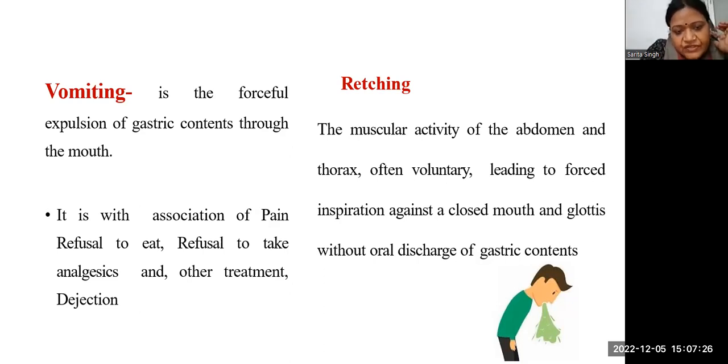And what is retching? Retching is the muscular activity of the abdomen and thorax, often voluntary, with inspiration against a closed mouth and glottis, without discharge of the gastric content. So retching is a forceful movement which comes through the gut towards the mouth, but nothing comes out through the mouth. So there are minute differences between nausea, vomiting, and retching, and you should know the difference.